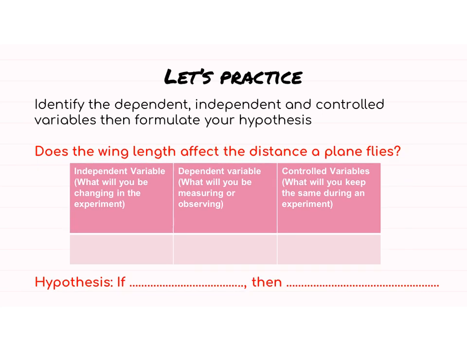This is the second case that you will use to identify the independent variable, the dependent variable, and the controlled variables. So does the wing length affect the distance a plane flies? And when you finish identifying the variables, just write the given hypothesis and then join the Zoom session and we will discuss your answers there.